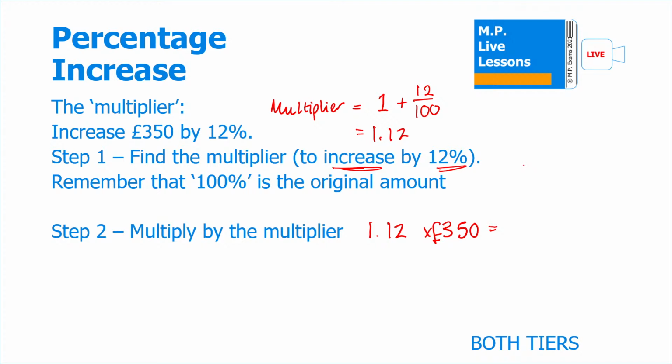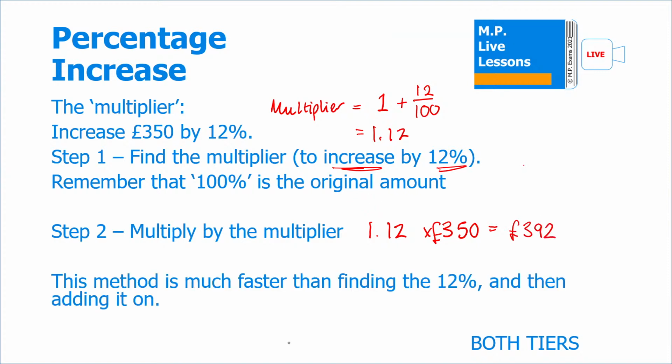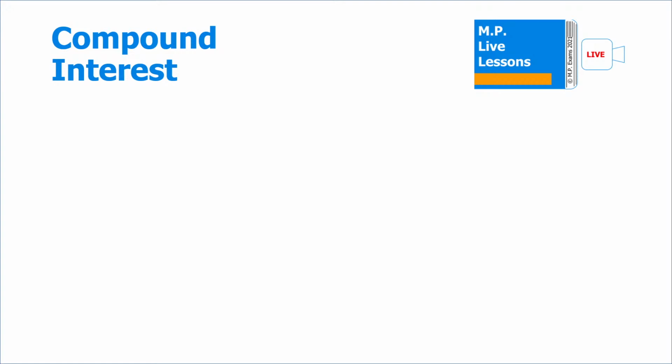this gets us £392. Now this method is actually much faster than finding the 12% and then adding it on. But even then, if that method works for you, just do it. It will still get you the same number of marks. Now, however, these multipliers could be useful for compound interest, which mainly comes up in higher tier.